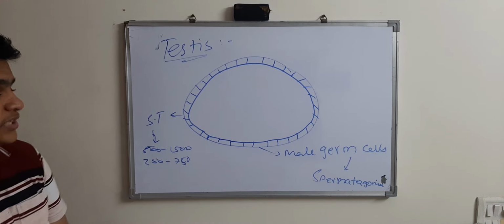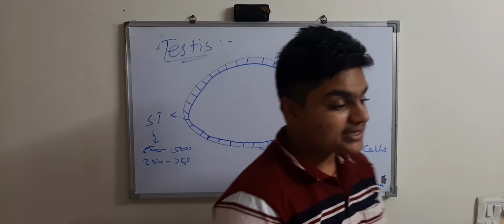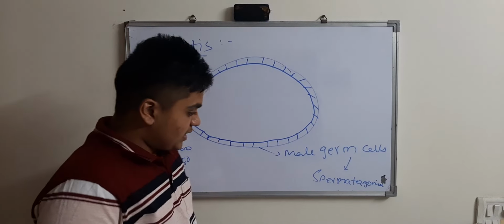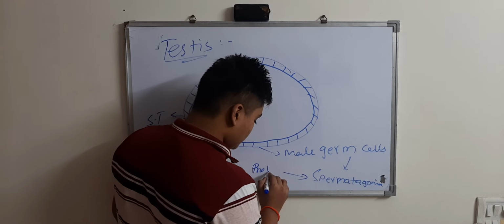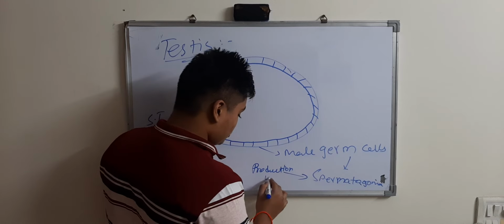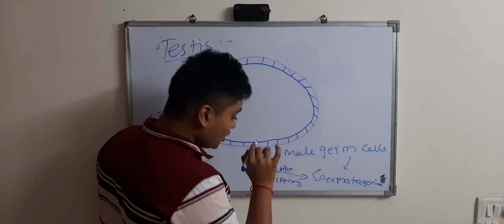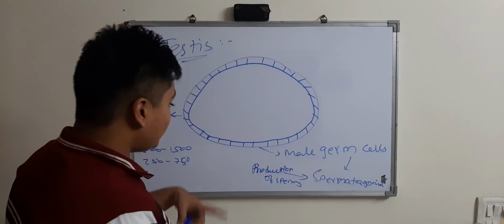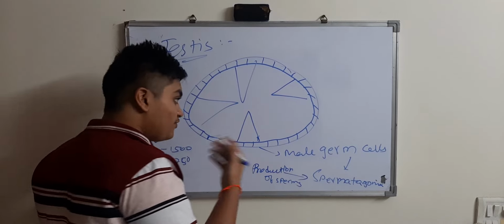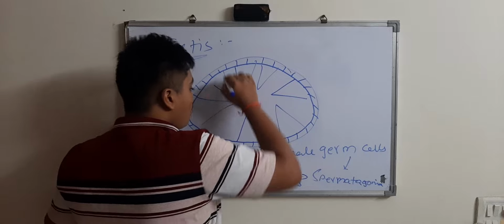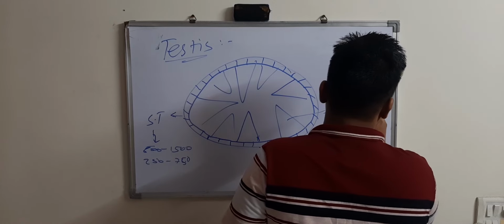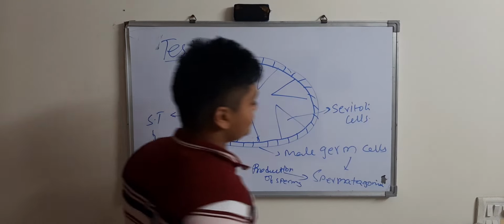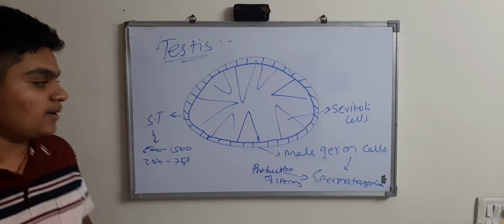Now, as I said, there are some other cells called Sertoli cells. What is the function of these spermatogonia cells? Production of sperms. Now, there are Sertoli cells which help in nourishment. These are just conical projections, and you can also call them modified germ cells. These conical ones are your Sertoli cells. Remember, they are elongated cells when compared to male germ cells.